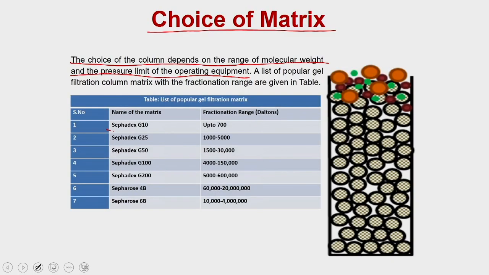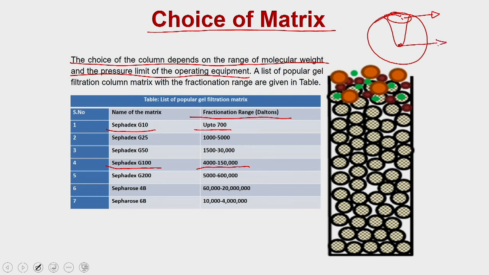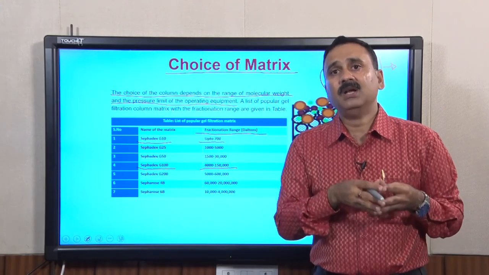For example, Sephadex G10 is a matrix which can fractionate from small molecules up to 700 Dalton, whereas Sephadex G100 can resolve from 4 kDa to 150 kDa. So what is meant by the fractionation range? The fractionation range means this molecule is the largest size which this column can resolve, and this is the smallest molecule which this column can resolve. Within this fractionation range, the column is going to have better resolution and it is going to fractionate the different molecules.